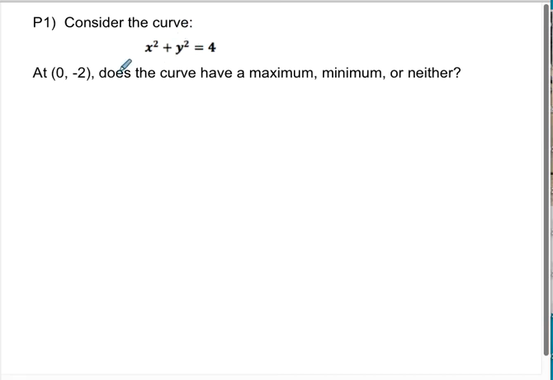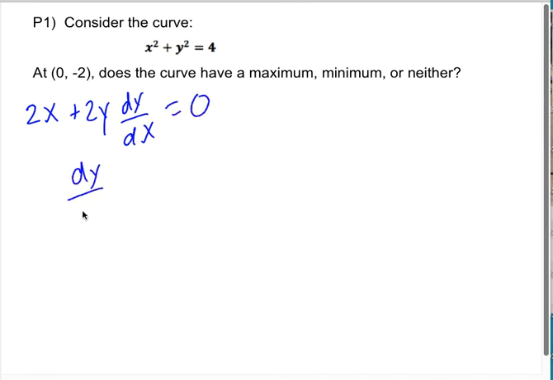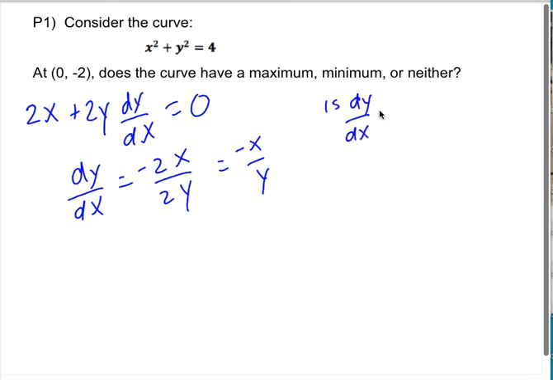You're going to consider the curve x squared plus y squared equals 4, and it's the same question, except it's at the point (0, -2). So I'm going to go ahead and start differentiating, right? So I'm going to get 2x plus 2y dy/dx equals 0. dy/dx seems to be -2x over 2y, which I'm just going to write as -x over y.